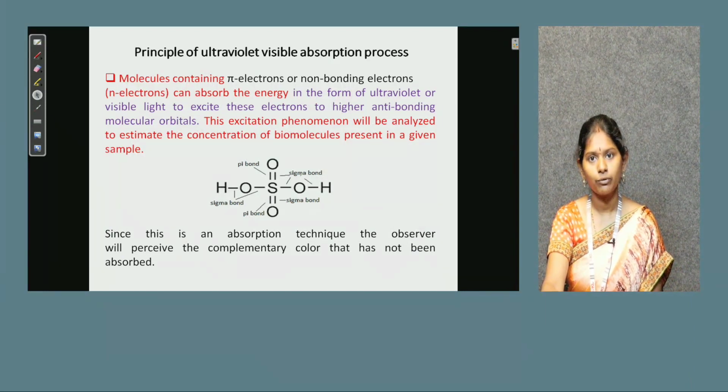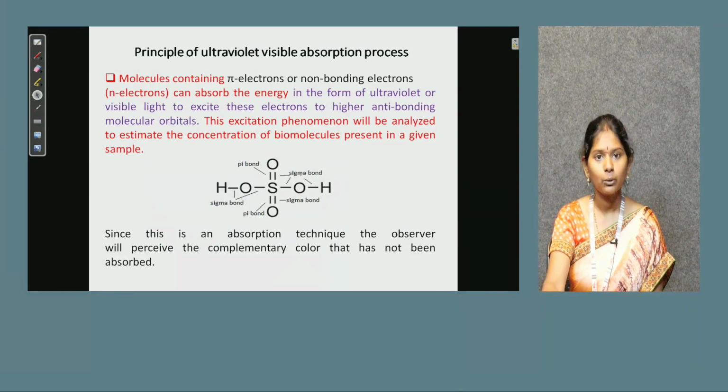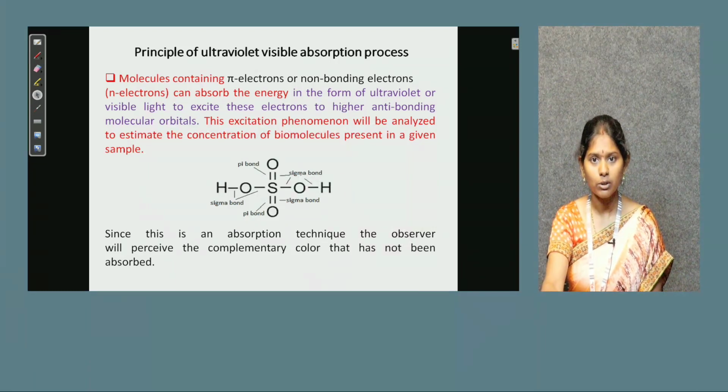The principle of UV visible spectroscopy is that molecules containing bonding and non-bonding electrons can absorb energy in the form of ultraviolet or visible light to excite these electrons to higher anti-bonding molecular orbitals. This excitation phenomenon is analyzed to estimate the concentration of biomolecules present in a given sample. As every molecule has its own absorption wavelength, the molecules which can absorb light in either the ultraviolet or the visible region absorb the light and are excited to the higher state.